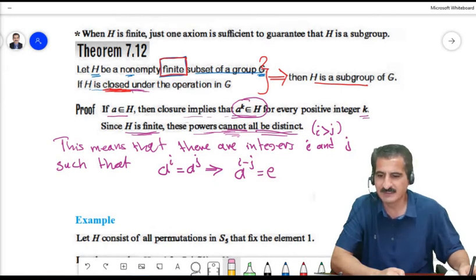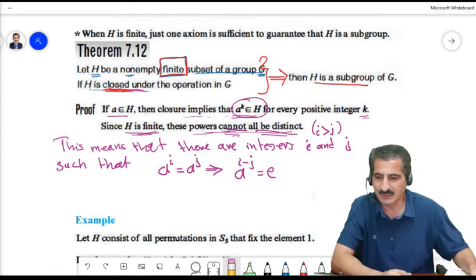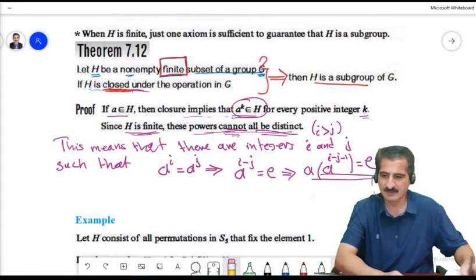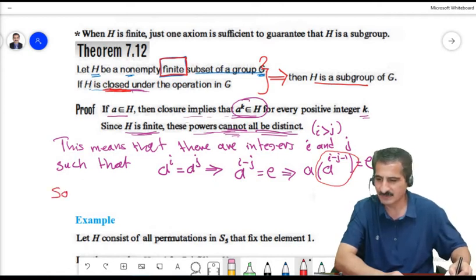Yes, it is the identity, because a to power j inverse, a to power j is in the group, so it has an inverse, so multiply it by a. This gives a times a to power i minus j minus 1 equals the identity, correct? So we multiplied a by some integer. What was that integer? We multiplied a by this integer here, and we got identity. So a inverse is that integer, a to power i minus j minus 1.